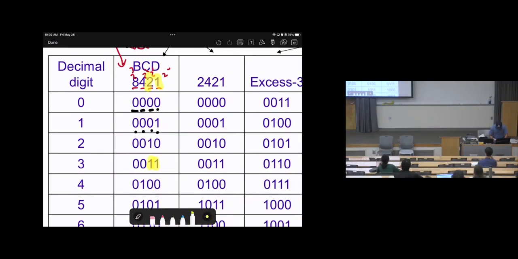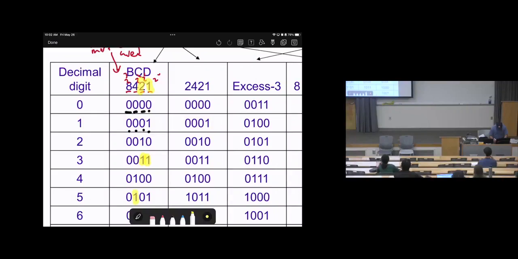How about the value of 5? 1 times 4 plus 1 times 1 will be 5. That's how we use this code. This is BCD code. So the weights here, we have 8, 4, 2, 1. This is a weighted code because it depends on the weights that we have. Okay, is this clear for the normal BCD?